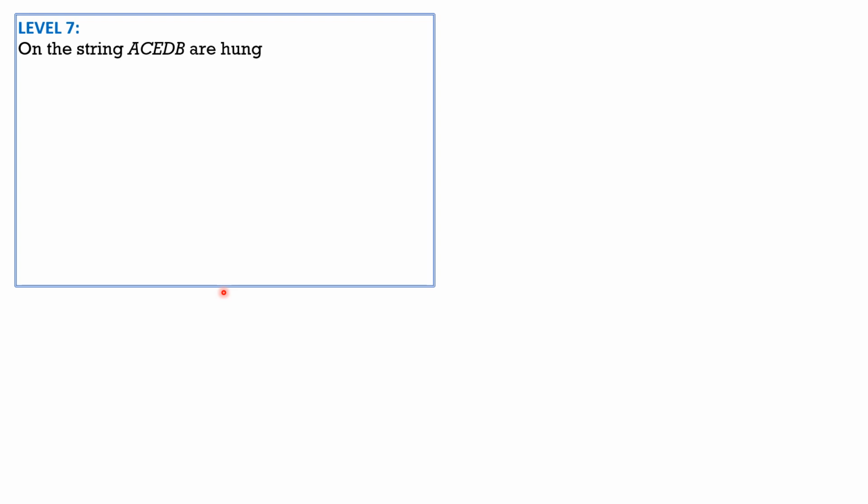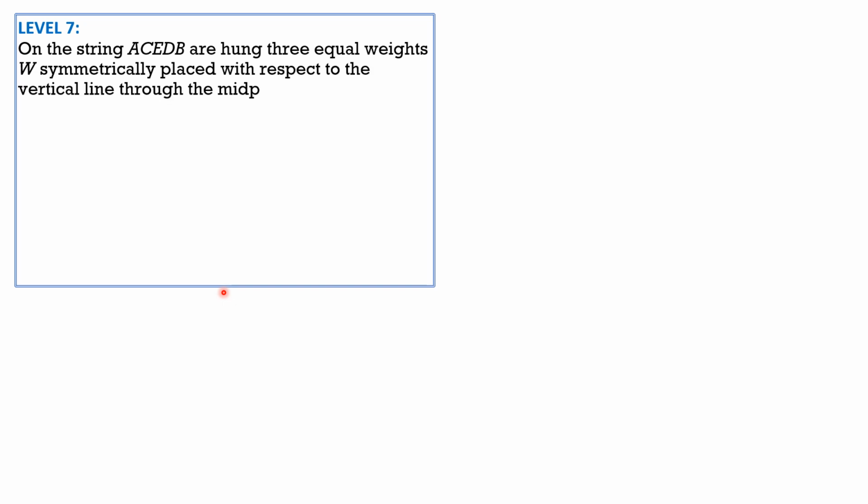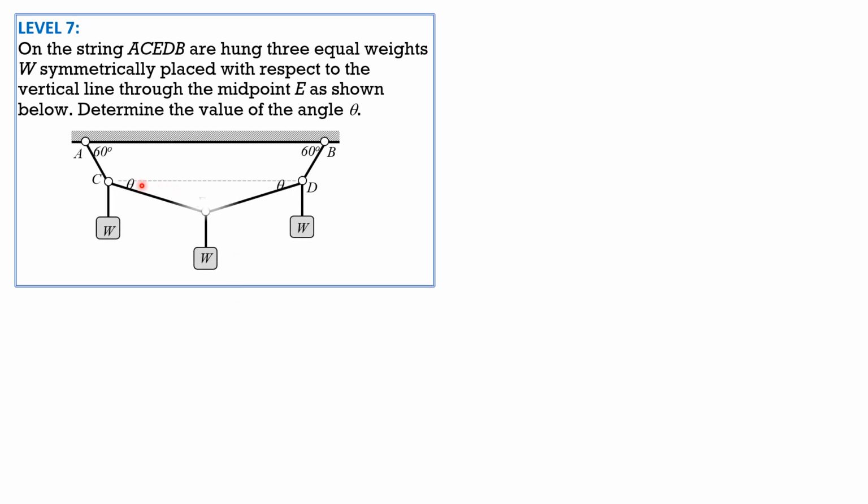On the string ACEDB are hung three equal weights W symmetrically placed with respect to the vertical line through the midpoint E as shown below. Determine the value of the angle theta. So here is the angle theta. Take note that these hung equal weights W are symmetrically positioned.